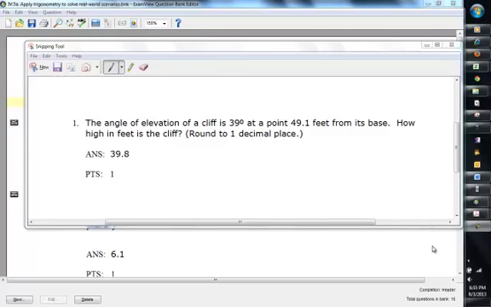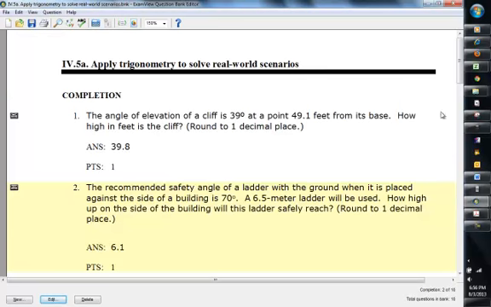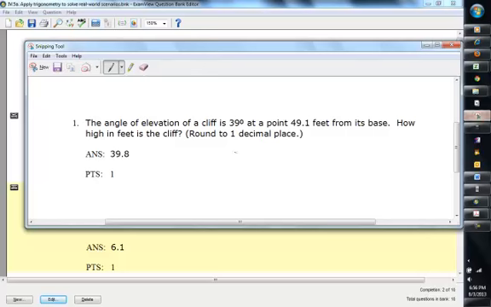We're going to do the first part of 5.5. The most important thing you need to do is to draw a good picture. Let's look at example 1 here.